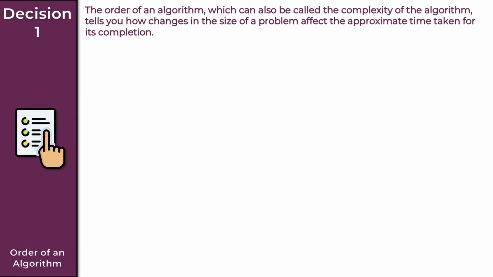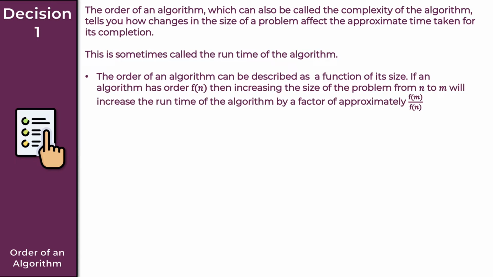In this video here, we're going to take a look at the order of an algorithm. Now, the order of an algorithm, which can also be called the complexity of the algorithm, tells you how changes in the size of a problem affect the approximate time taken for its completion. Now, this is sometimes called the runtime of the algorithm. So just so you're aware here then, you might sometimes see it referred to as the runtime of the algorithm. They just mean the same thing.